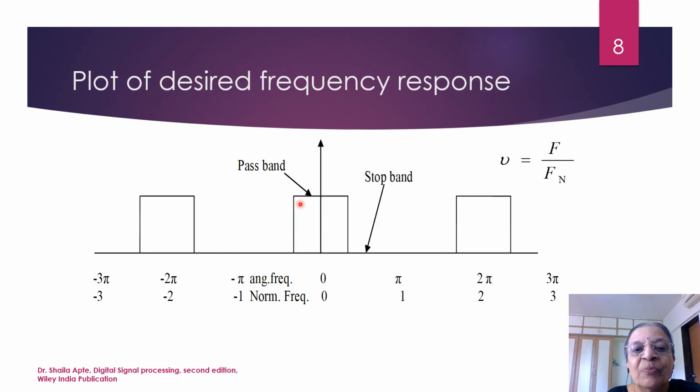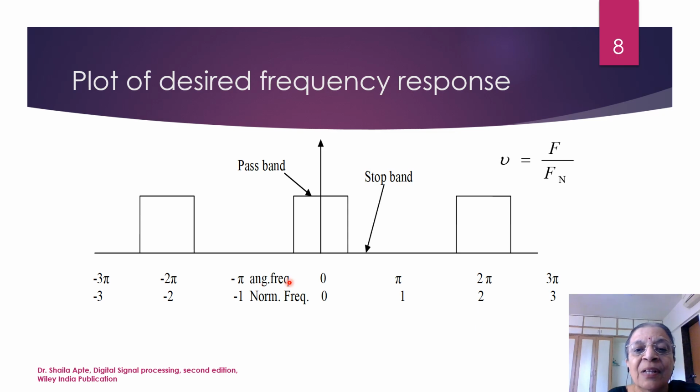The ideal response that is specified is between minus omega c to plus omega c, and above omega c up to pi and below minus omega c up to minus pi, it is equal to 0. Now I have replicated this response on either side, that is around 2 pi and minus 2 pi. It will also be replicated at 4 pi, 6 pi, and then at minus 4 pi, minus 6 pi, etc. So this is the replicated response. Why have I replicated it? Because I want to get the discrete time response in the time domain.